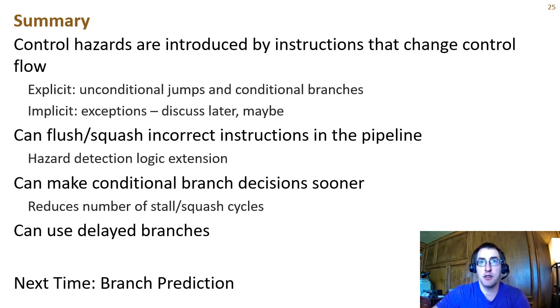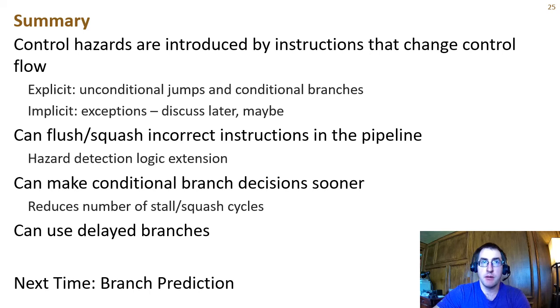So control hazards are introduced by instructions that change the control flow, explicitly through jump and branch instructions or implicitly by exceptions. You can flush and squash the wrong instructions in the pipeline. For a jump or a taken branch, if you've already fetched an instruction sequentially that shouldn't be fetched, that can be squashed. It just requires a little modification to the existing hazard detection logic. We can make the conditional branch decisions earlier, which reduces the number of stall or squash cycles for branches. And we can use branch delay slots for short one cycle branches, delayed branches.